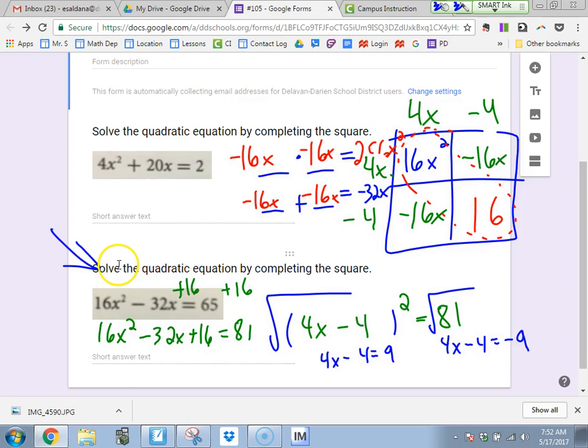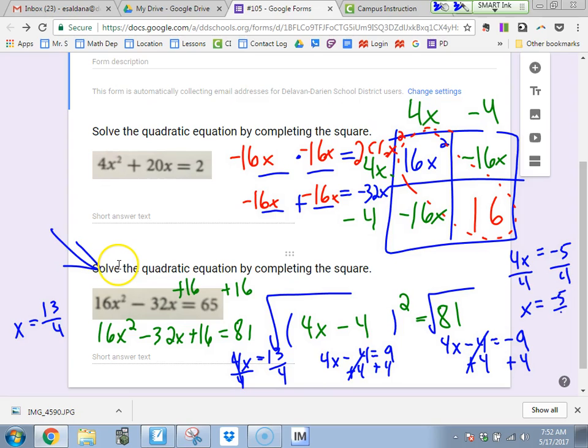Much like any other problem that we've done before, I'll add 4 to both sides. That gives me 4x equals 13. Divide by 4. The answer here, or at least one of them, is 13/4. The other one, I add 4. That gives me 4x equals negative 5. And dividing by 4, you get negative 5/4. Two answers, 13/4 and negative 5/4.